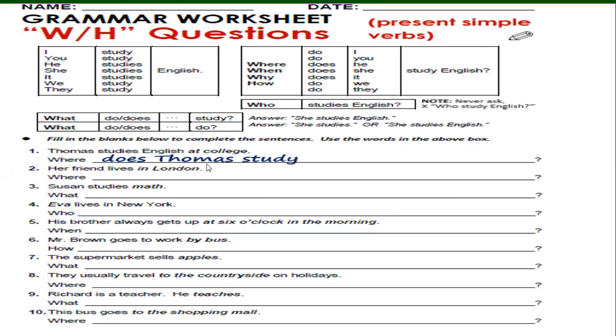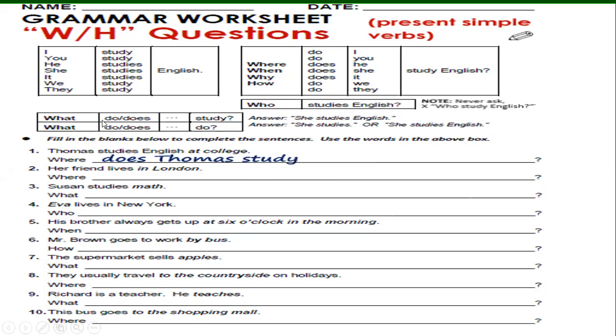Again, I have here the simple present questions. I study, you study, he, she, it studies because it's an affirmative sentence, right? But when I have a question, and no matter if this is a WH question, I don't have to add the S to the main verb. So I say, where does he study English? When does she study English? Why does it study English?